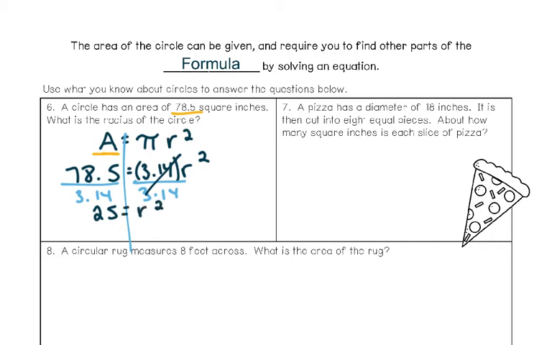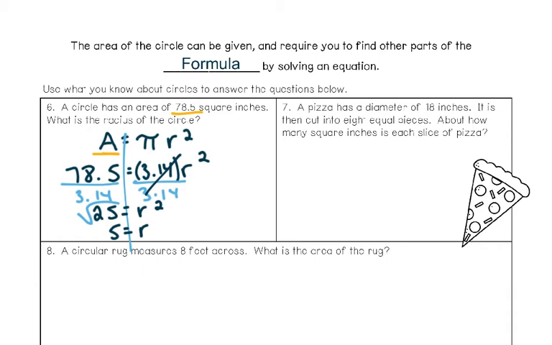Now that I'm left with 25 equals the radius squared, I should know what number times itself gives me 25. In case you don't know that off the top of your head, you can continue to use inverse operations. The opposite of squared is actually a square root. And if you take the square root of 25, you get 5. And that equals just the radius, not the radius squared.